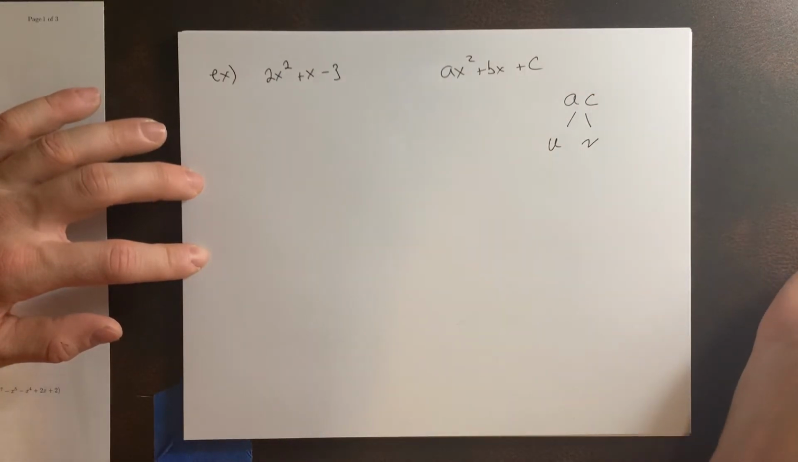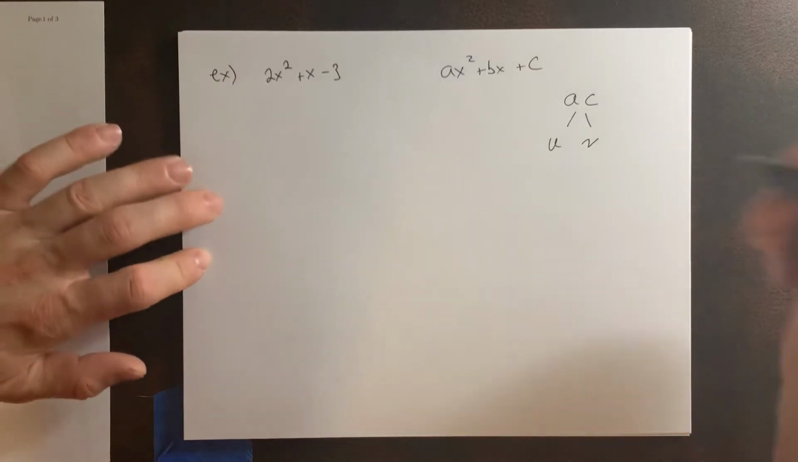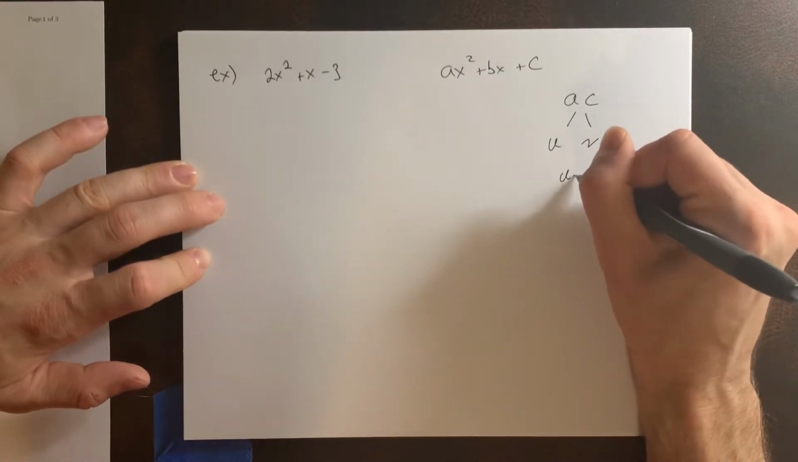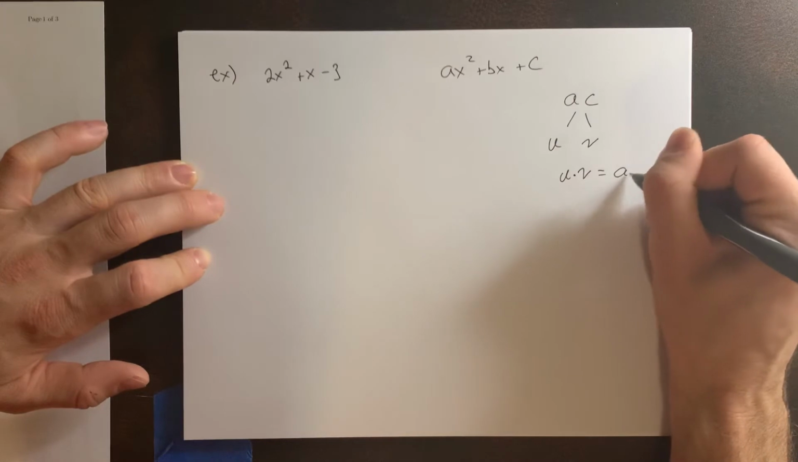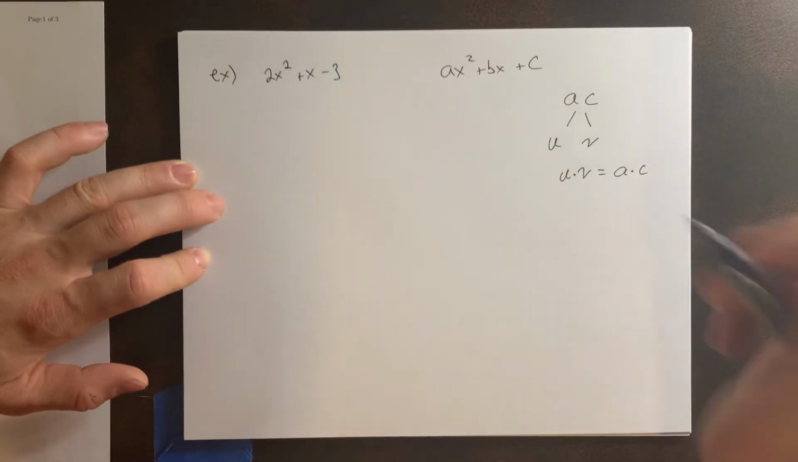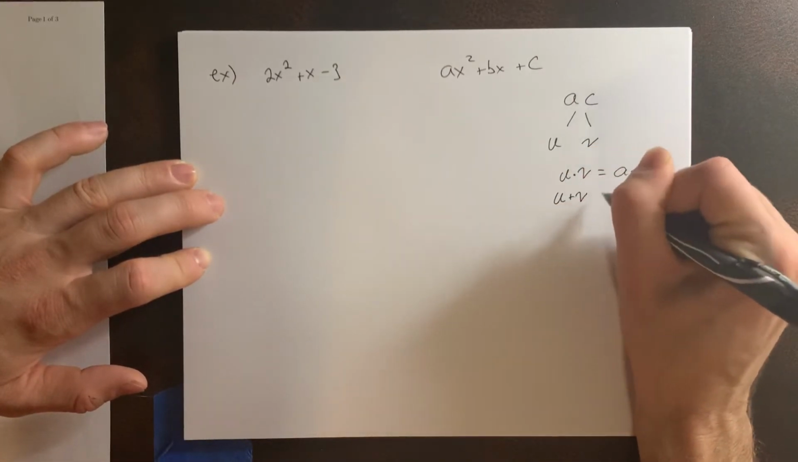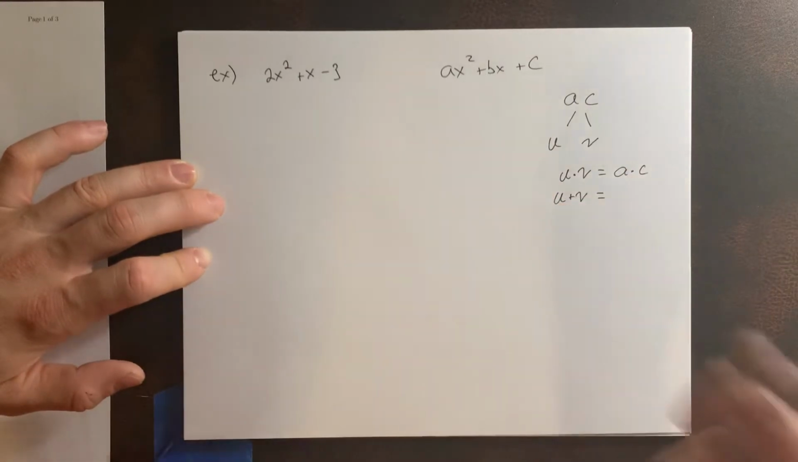And again, now these numbers need to have two properties. If we did u times v, that has to equal a times c, this number up here. And again, if we add them together, it needs to equal this middle number, b.